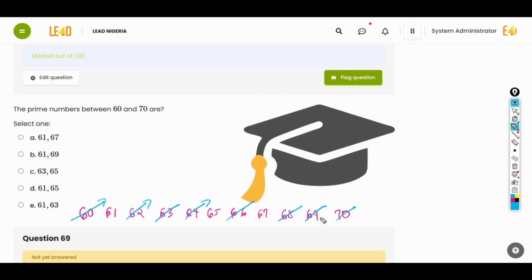Okay, and 65 can be divided by 5. All right, so we have our winners. Our winners are 61 and 67. They are prime numbers, 61 and 67.